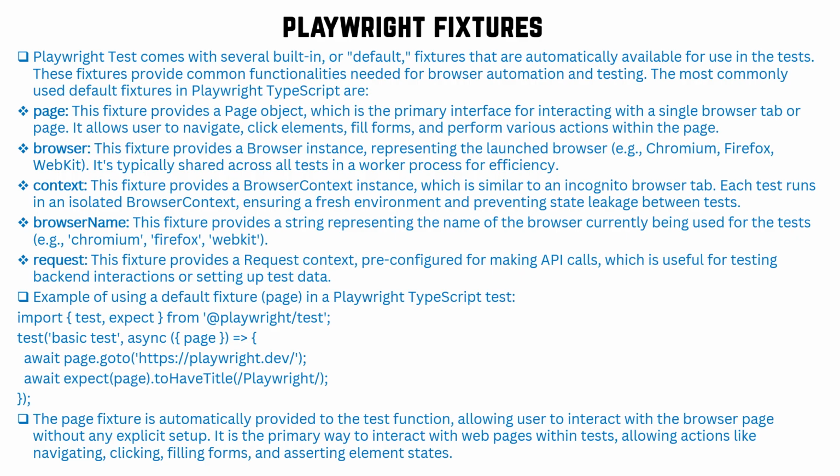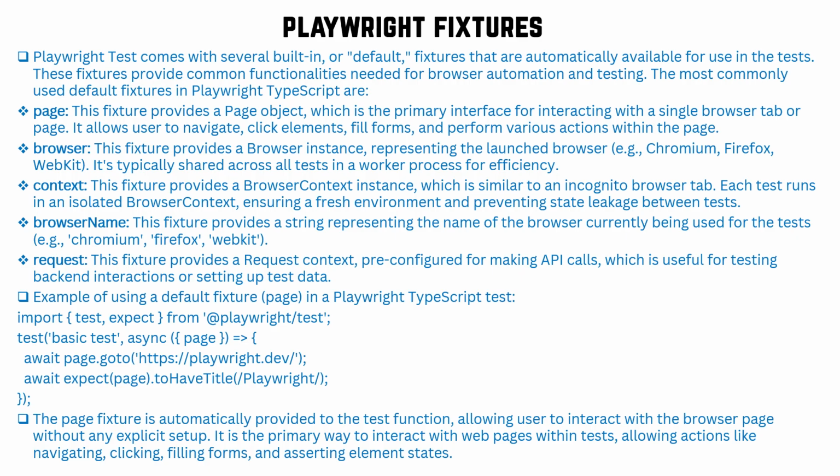So page: this fixture provides a page object, which is the primary interface for interacting with a single browser tab or page. In case you want to work with only a single tab or single page, you can use the page. It allows you to navigate, click elements, fill forms, and perform various actions within the page. But browser: in case you need to open a browser with multiple contexts, and then multiple pages, you need to use the browser fixture.